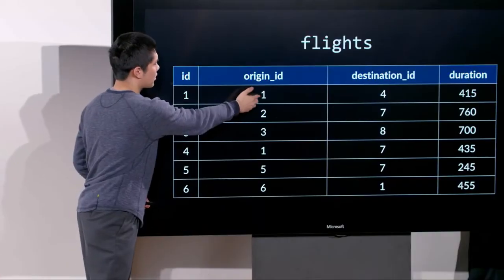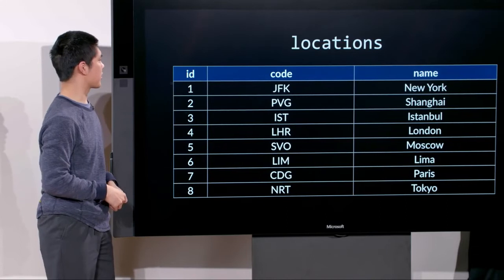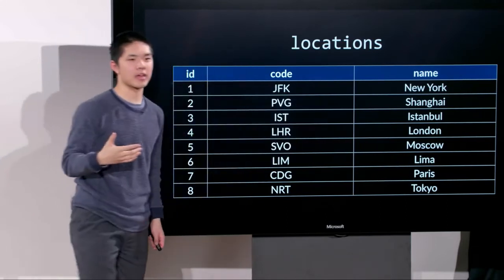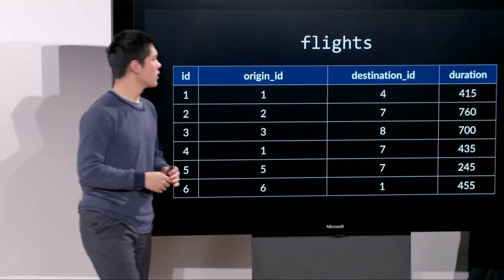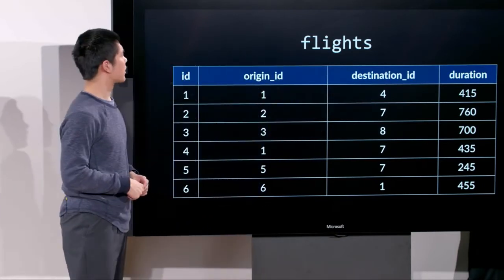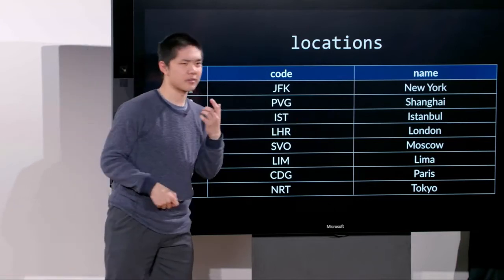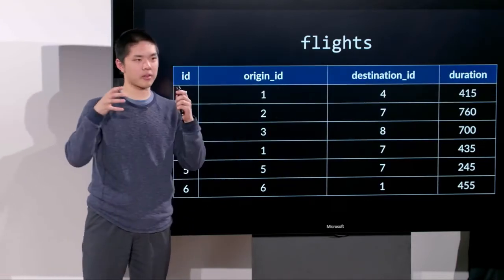And which location has ID number 1? Well, I could go back to this locations table. Here's the thing that has ID 1. Okay, this flight must be flying out of JFK in New York. I go back to my flights table. Where is it flying into? Its destination is destination ID 4. So all right, go back to the locations table. Here's the thing with ID 4. That's London. So you can begin to use these numbers just to represent locations.